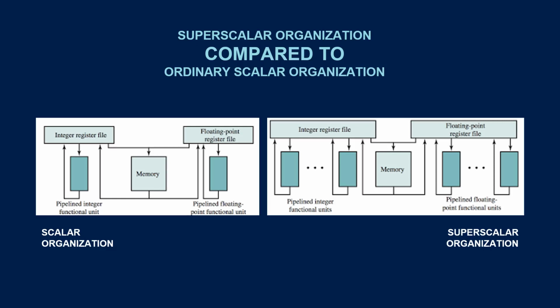After this connection, the integer file and floating point file are connected with the main memory. So here multiple pipelined units are there. Hence it is possible to execute instructions in different pipelines. So scalar organization is single pipelined and superscalar organization is multiple pipelined. So this is the comparison of superscalar and ordinary scalar organization.